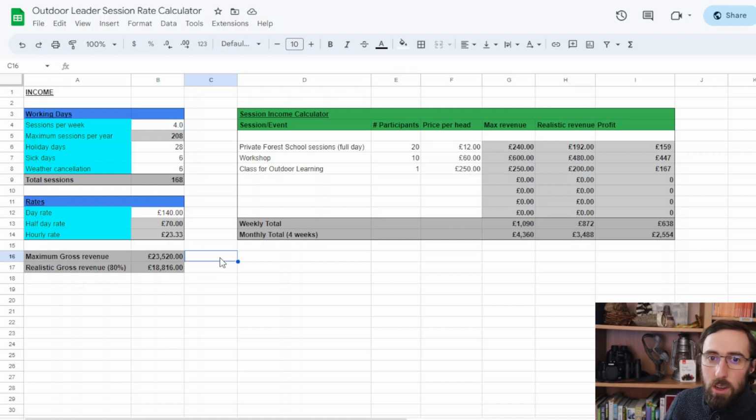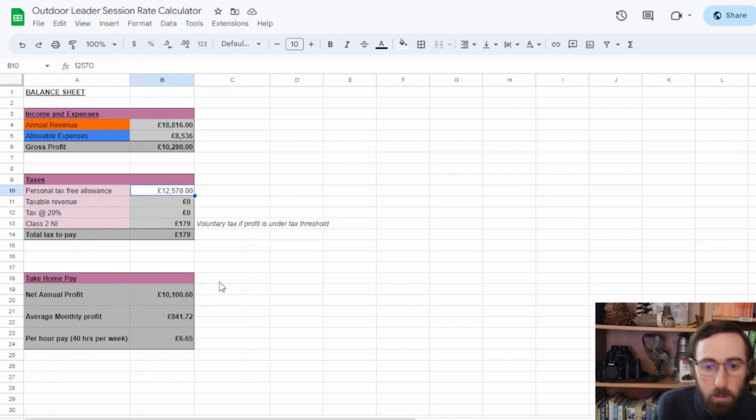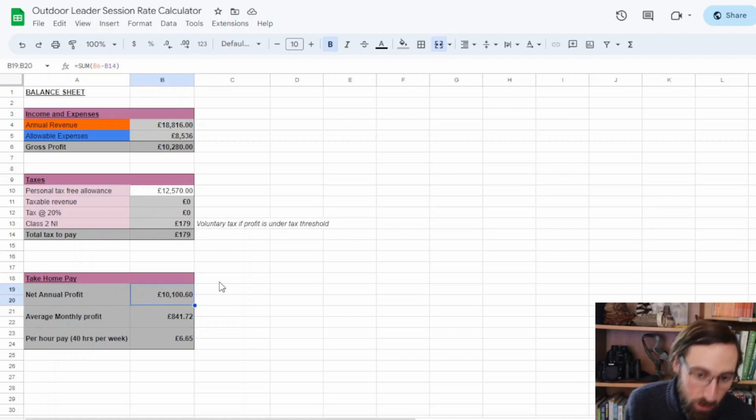If you have a forest school leader qualification, that's almost 2 years of hard work in there. If you've got experience as a primary school teacher, if you've attended multiple CPDs, you are worth more. You are a skilled professional. So your pay should reflect that. See, at a day rate of £140, we start entering a better bracket. So you can see net annual profit £10,000.